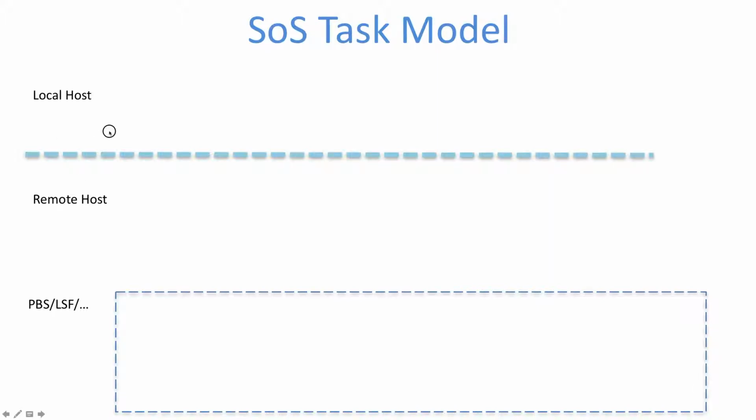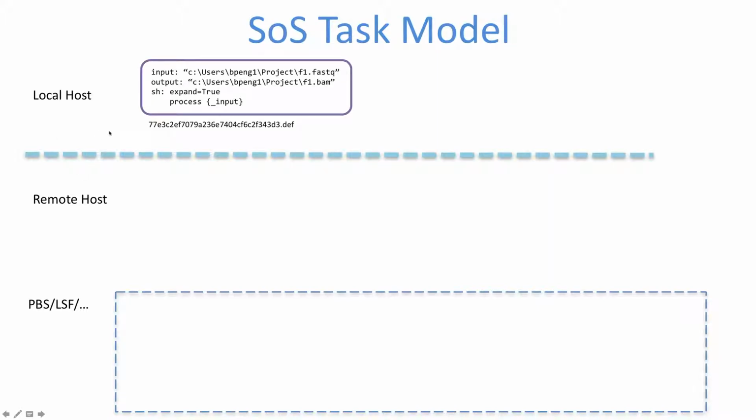So when you, on your local host, create a task, this is a basic task which is defined by a definition file. In that task, you define the input and output and what to do with the input. And then there's also the input file for your task.